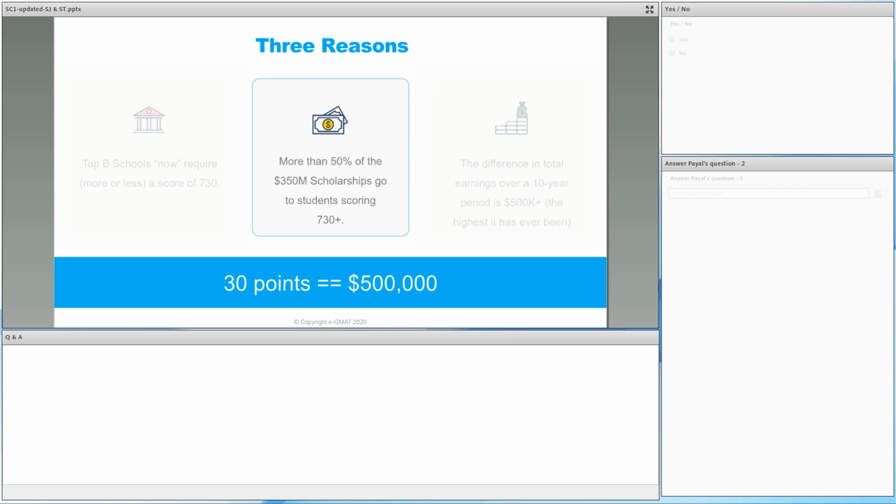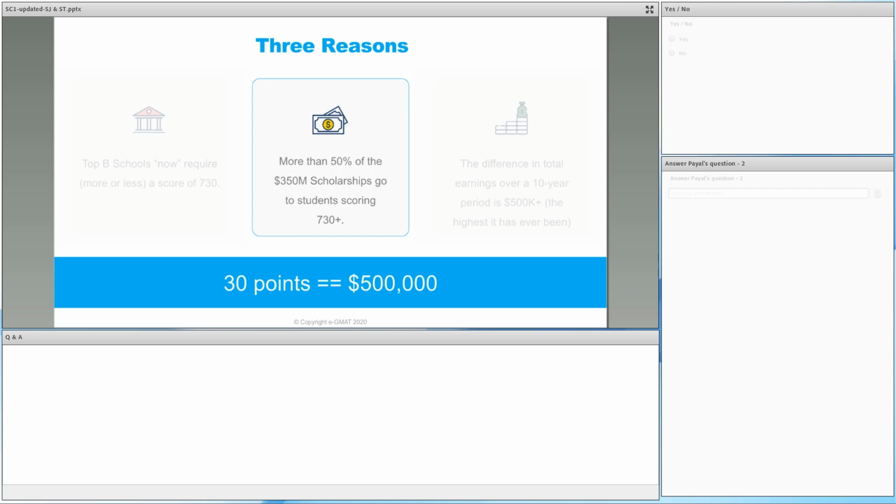Now I've already told you that US B-schools give somewhere around $350 million in scholarships to students who are applying to them. In our opinion, we think that 50% of that goes to students who score 730 or higher. Now, at e-GMAT, we have around 10,000 paying students every year.